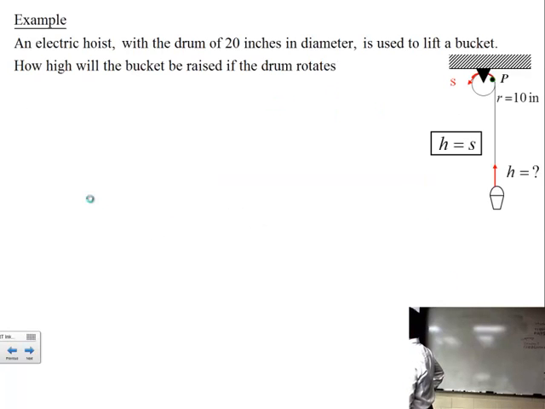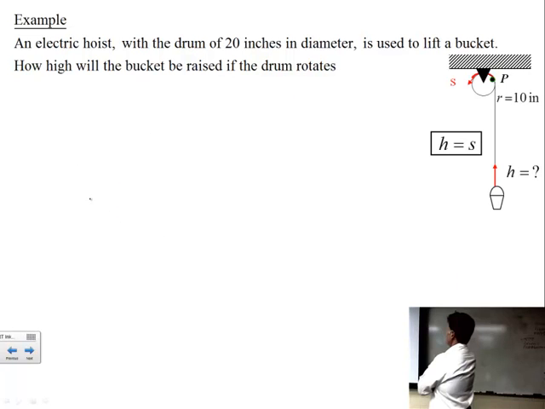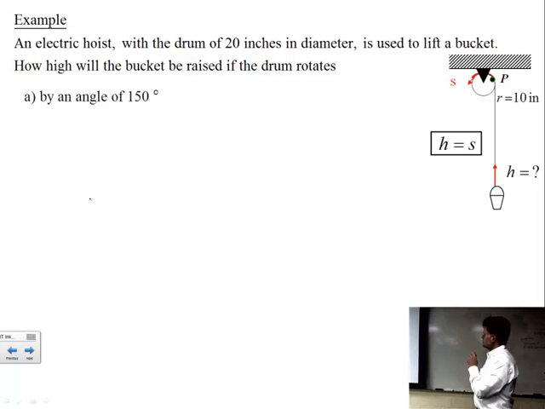Okay. All right. So, one more example, and then we'll take an early break. So, an electric hoist has a drum 20 inches in diameter. It's used to lift a bucket. So, imagine this drum is rotating around the fulcrum there. And it's rotating this way, and it's used a bucket. How high will the bucket be raised if the drum rotates through an angle of 150 degrees?